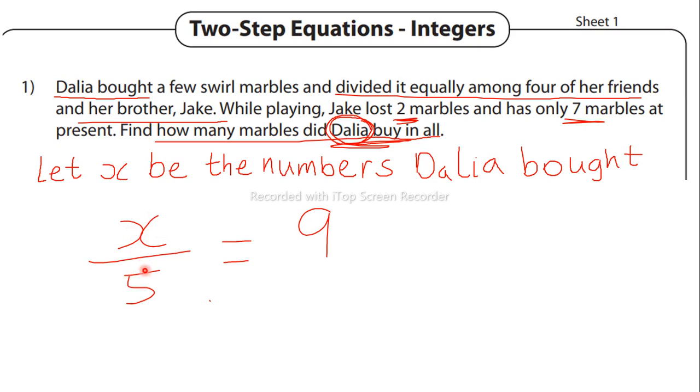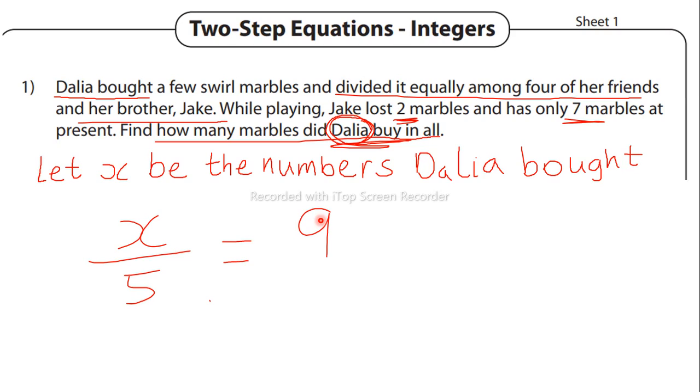She divided it into 5 equal parts, and so if she divided it into 5 equal parts, everybody should get the same thing, right? So Jake would get the same thing as well because Jake is one of those people. Now it tells us that Jake lost 2 and now has 7. So how much did he have to have in order to lose 2 and then only have 7 now? How much did he have to have? 9. He had to have 9.